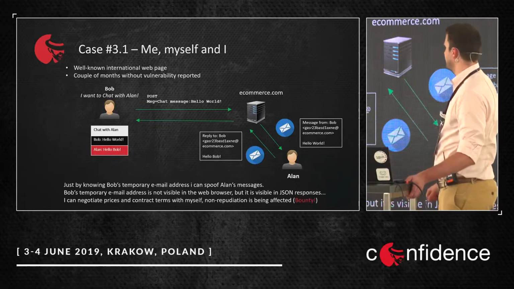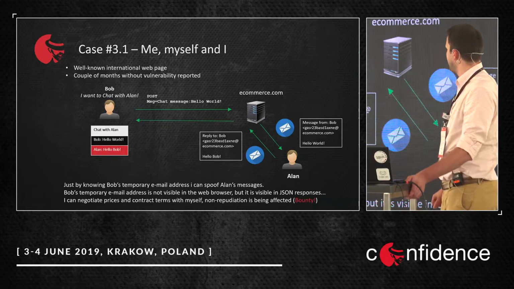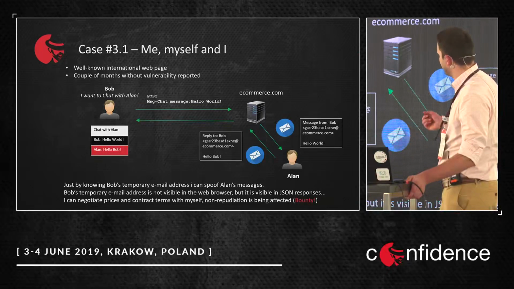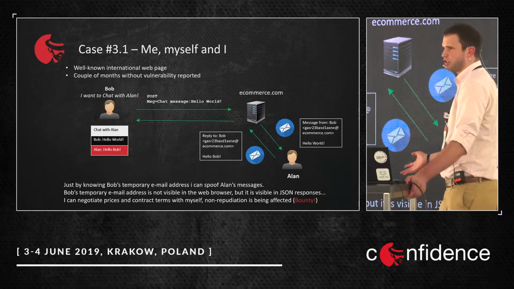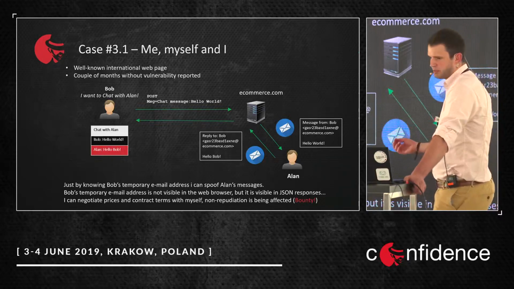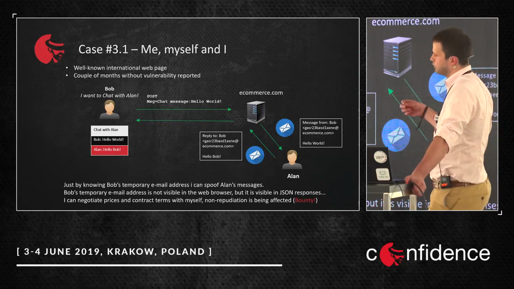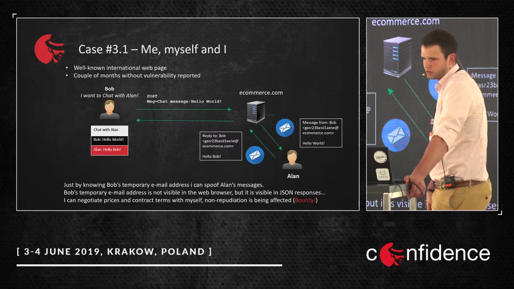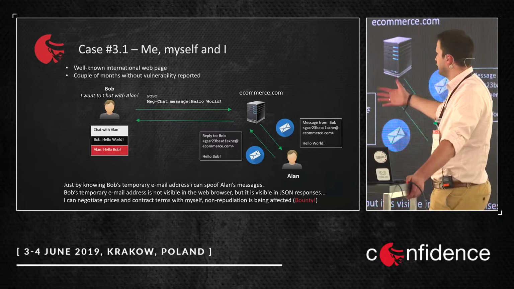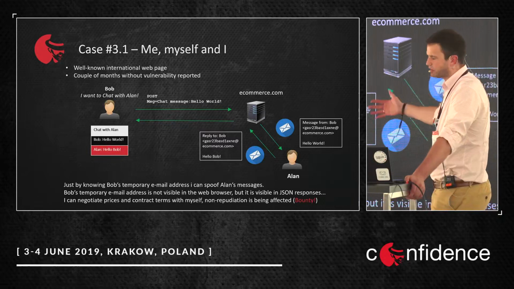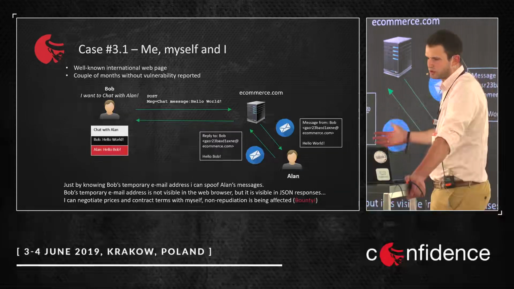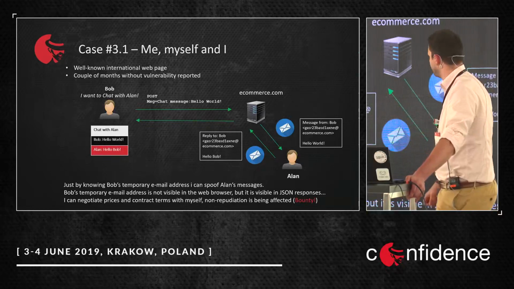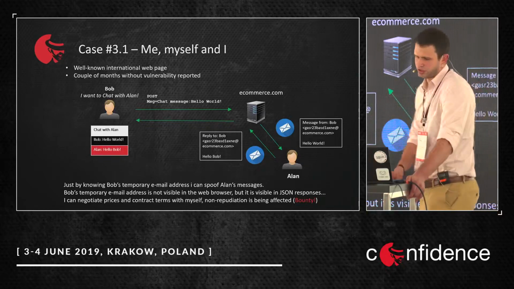So basically, you could spot the sender's email address in some JSON request. So just by sending a message from that email to that email, you were able to spoof the messages in the communication. You were just able to create the communication by yourself. So you could talk one to each other, agree on some contracts, terms or whatever, and then non-repudiation is being affected.